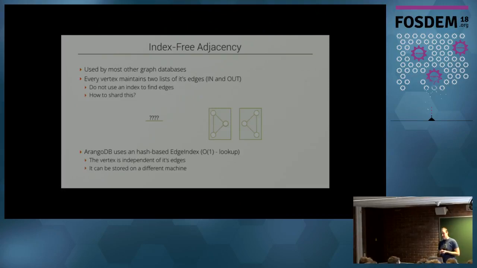ArangoDB goes a different path. We have a hash-based edge index, which is constant time lookup, because it's hash-based. But this makes the edges independent from their vertices. So the vertices just know, okay, I have to ask there and find my list of edges. But this actually allows us to pick any of these two servers and store the edge there, not forcing them onto a specific machine.